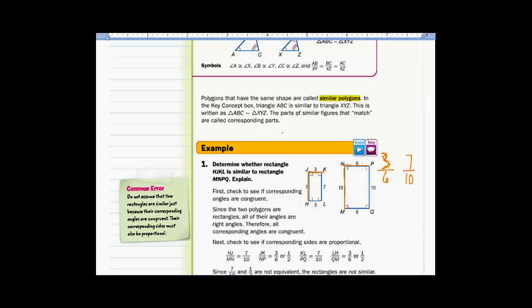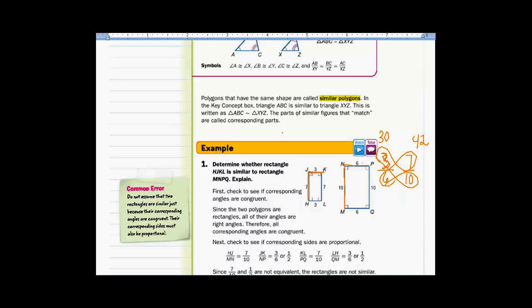Well, this would reduce to 1/2. This does not reduce to 1/2. You can check cross products. That is 30. That is 42. That just shows you again, those are not similar. So they are not similar.